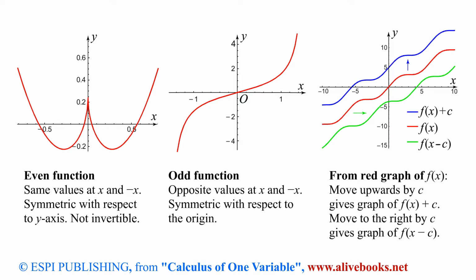In the third example we have the graph of a function f(x) in red. If we add a constant c to the value of the function, we obtain the same curve translated upwards by c, as it is given in blue in the figure. If we decrease the independent variable by c, we obtain the same curve translated to the right by c, as it is given in green in the figure.